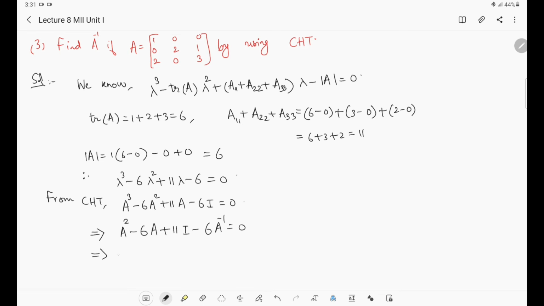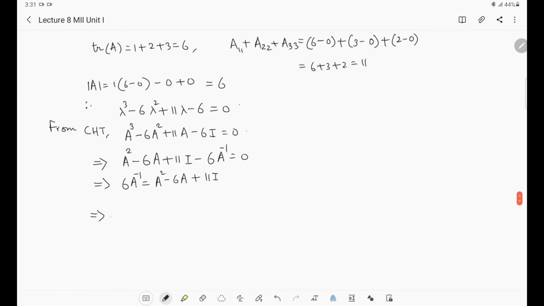Here what I need? I need A inverse. So 6A inverse I am taking to this side. Then what will remain here? A square minus 6A plus 11I. I need A inverse. Therefore, A inverse equals, this 6 can be taken to the right hand side, 1 by 6 into A square minus 6A plus 11I, right?